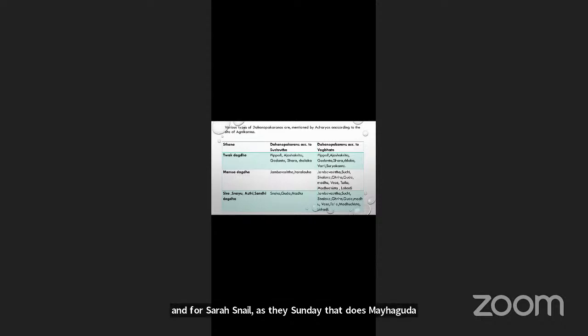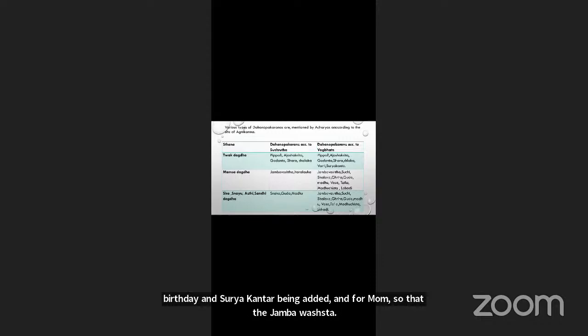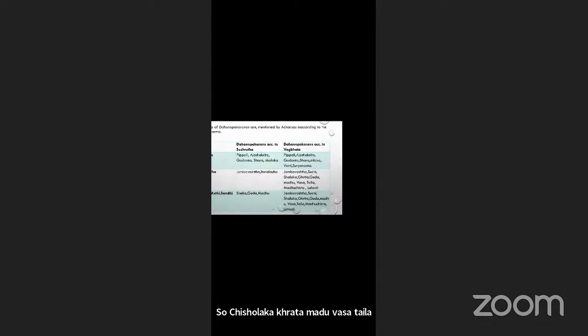According to Acharya Vagbhata, along with Pippali, Aja Shakrit, Godanta, Sharashalaka, Varti and Suryakanta are added. For Mamsa Dagdha, Jambavoshta, Suchi, Shalaka, Ghrita, Guda, Madhu, Vasa, Taila, Madhuchishta and Lohadi are told, and the same has been told for Sira, Snayu, Asthi, Sandhi Dagdha also.